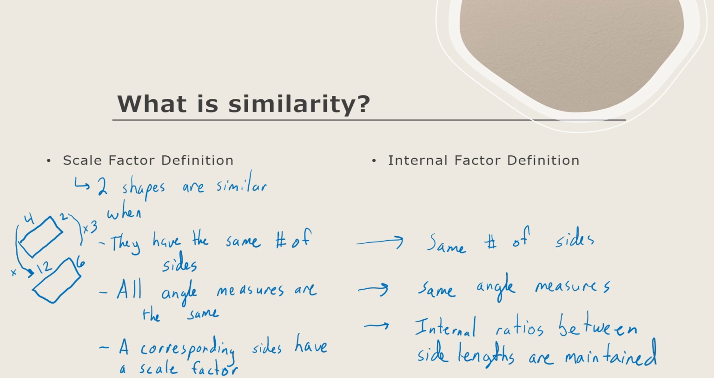So notice that these definitions use the different ways that we converted to find missing side lengths.